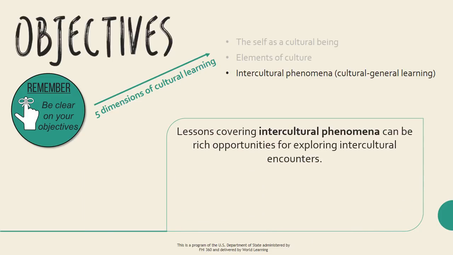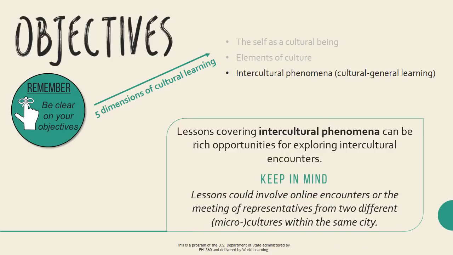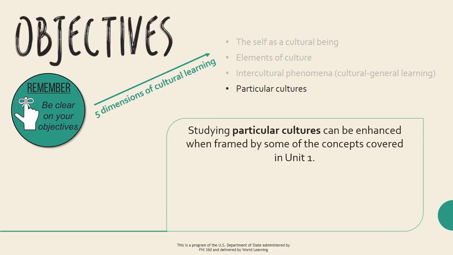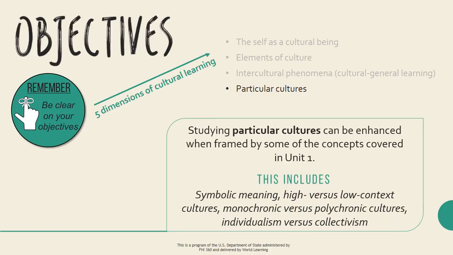Lessons covering intercultural phenomena can be rich opportunities for exploring intercultural encounters. Keep in mind that such encounters do not necessarily involve international travel. They could instead involve online encounters or the meeting of representatives from two different cultures or microcultures from within the same city. Studying particular cultures can be enhanced when framed by some of the concepts we explored in Unit 1, including symbolic meaning, high versus low context cultures, monochronic versus polychronic cultures, and individualism versus collectivism.